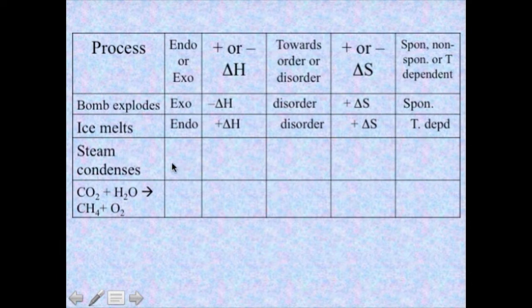What about steam condensing? That's very exothermic. If you've ever burned yourself reaching for a piece of steamed broccoli in the steamer, with a negative change in enthalpy. But when the steam condenses from the gaseous state to the liquid state, that's a change towards order with a negative entropy value. That too is temperature dependent. So steam condensing is a temperature dependent process.